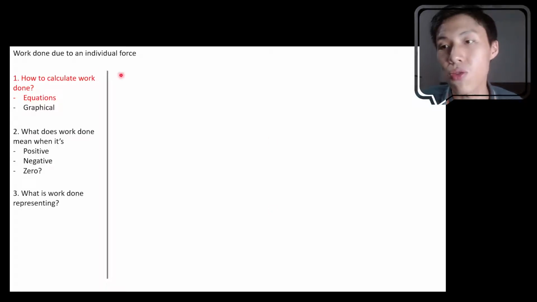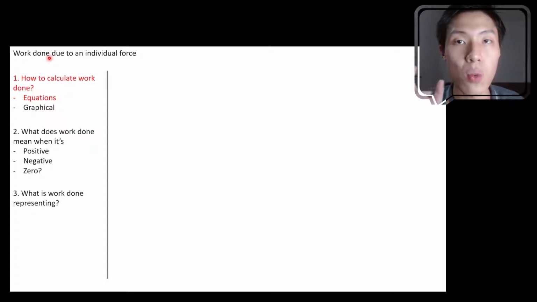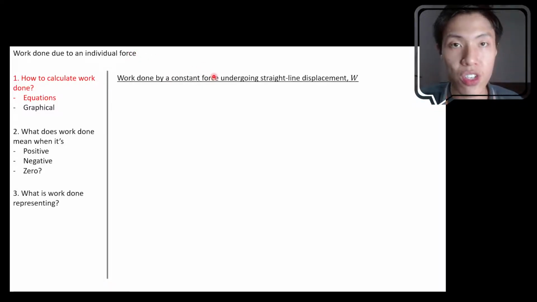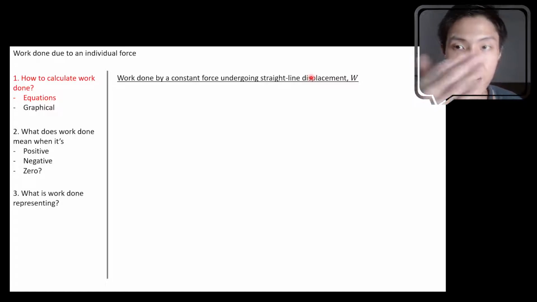Let's discuss how to calculate work done using an equation. So we are going to study how to calculate work done due to the individual force, one single force. And that force will have to be constant throughout the journey, and the displacement, the journey, has to be in a straight line. No turns, no bend, no U-turn or anything, just a straight line motion.